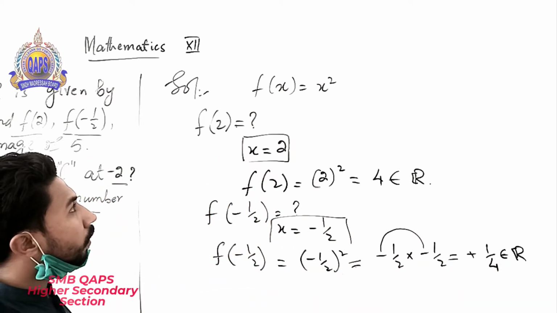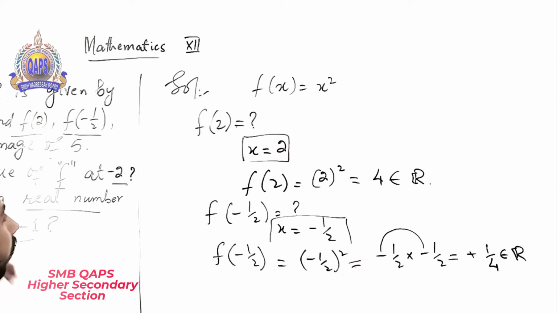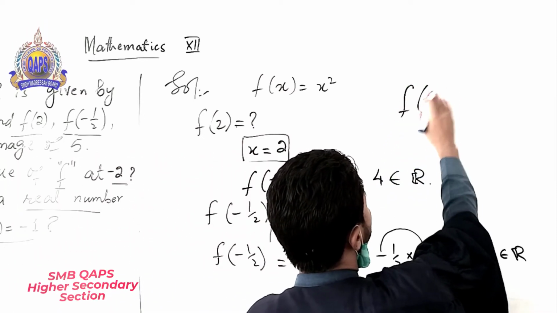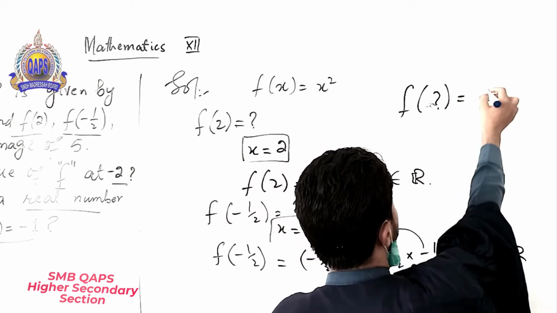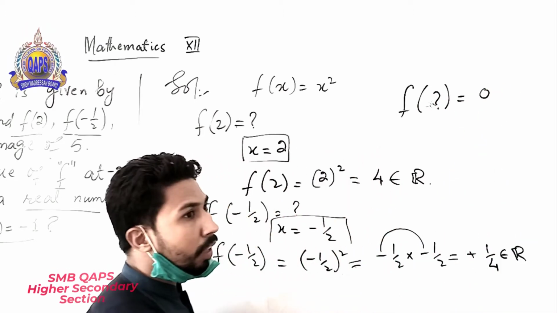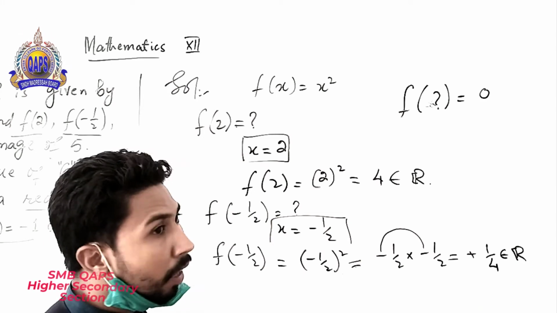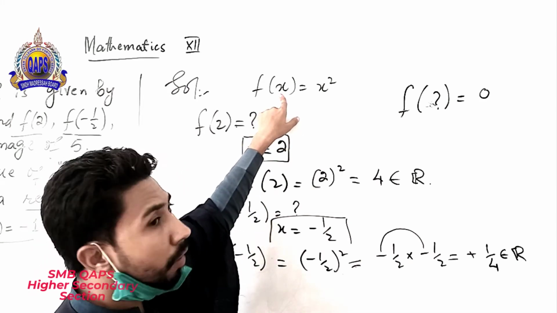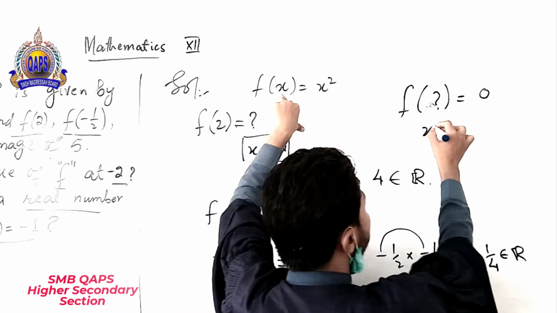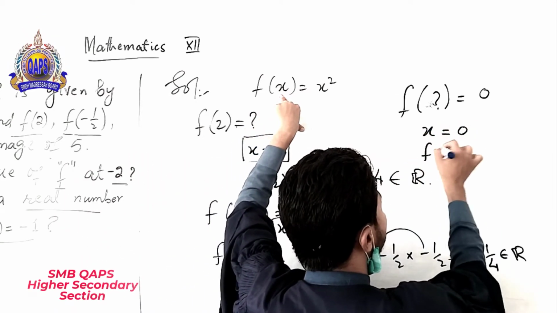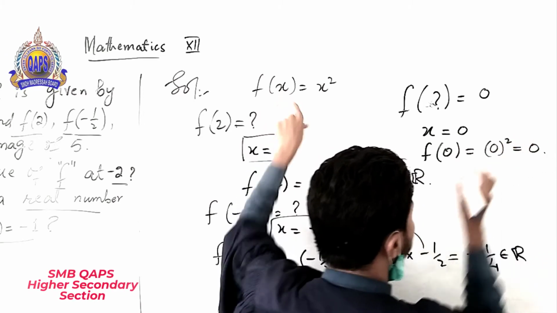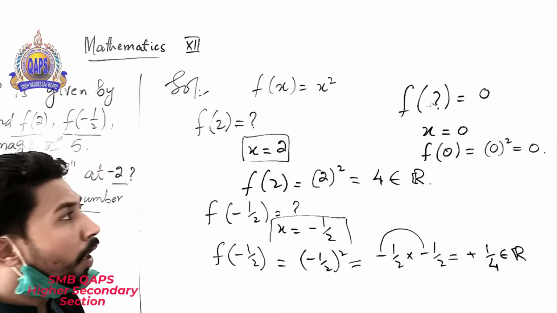Now the next point: if the function gives us the result 0, then what will be the input value of x? So if x is equal to 0, then the result will be 0 squared, which is equal to 0. So this is our answer.